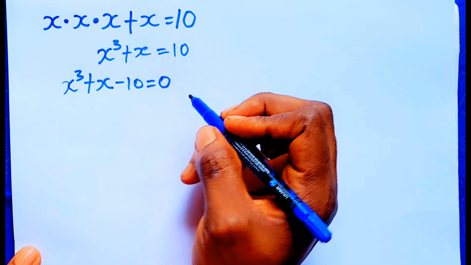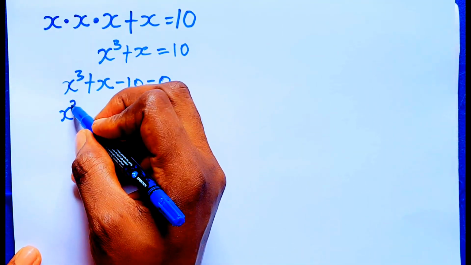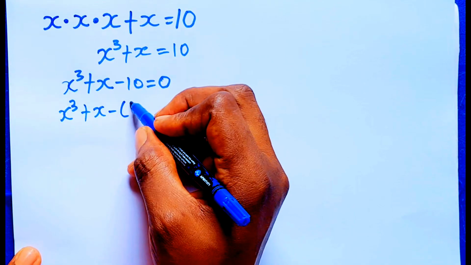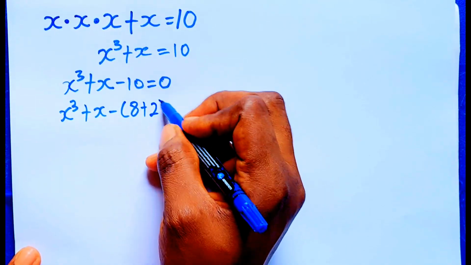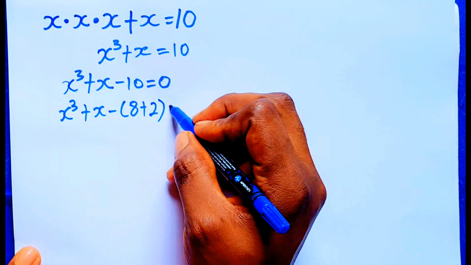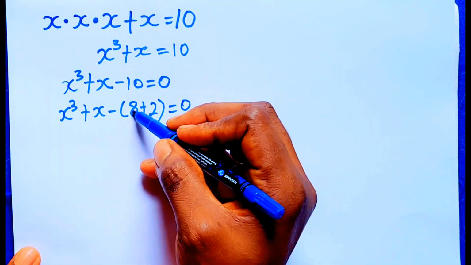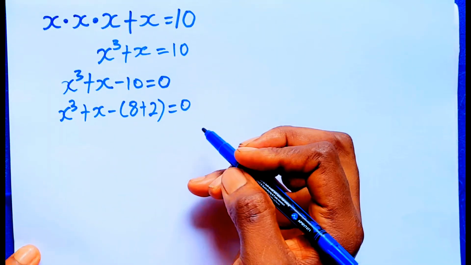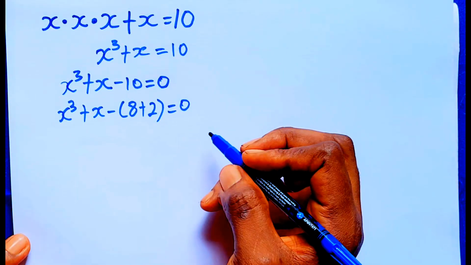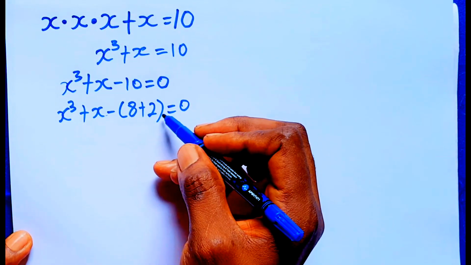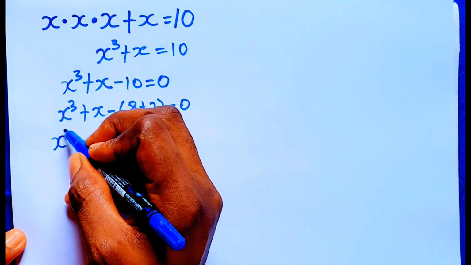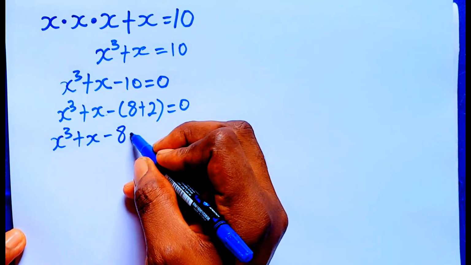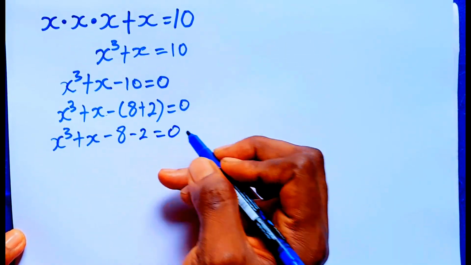Now this equation, we are going to write it as x cubed plus x minus open parenthesis 8 plus 2, okay? 8 plus 2 equals 10, and this equals 0, okay? 8 plus 2 equals 10, and if you use this minus to open this, it's still minus 10, okay? So from here, let's use this minus to open this parenthesis. We are going to have x cubed plus x minus 8 minus 2 equals 0.